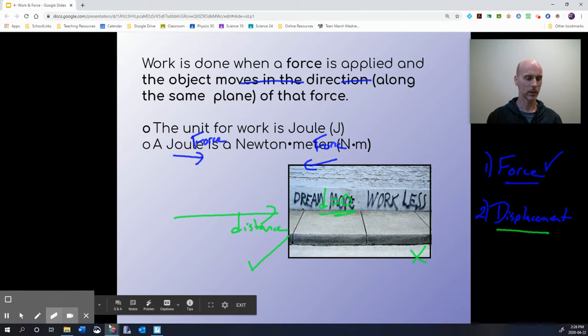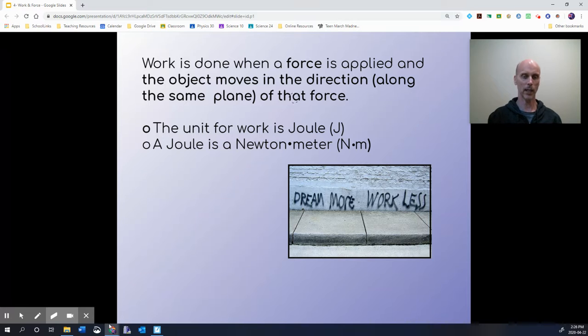So let's take this idea a little further and make sure we understand it. Here it is, the classic definition. Work is done when a force is applied and the object moves in the direction of that force. And when we have those two criteria, then we can start to quantify the work done. When we put a number to the amount of work done, we use the units of a joule. And a joule is broken into a newton times a meter. So a joule is a newton times a meter.